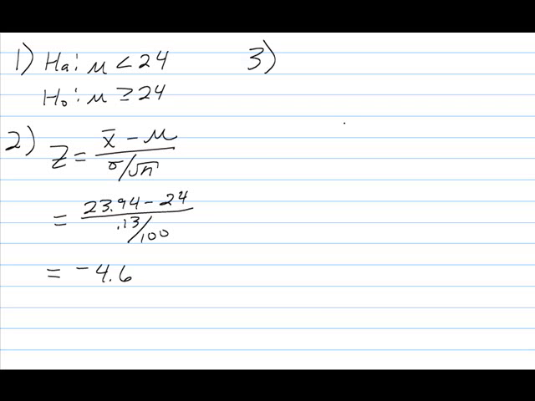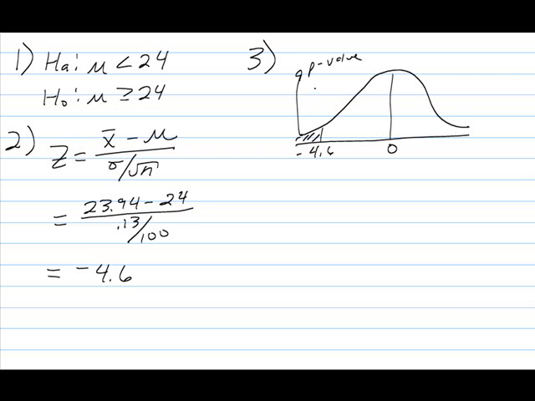Step 3 is to find our p-value. Once again, the p-value is the same as it was before. This is a z. Negative 4.6 is way down here somewhere. And we want the area in the tail because we're testing less than. So this area, that is our p-value. Once again, in this case, the negative 4.6 is off the table. So we basically have 0 area down there, or our p-value is basically 0.